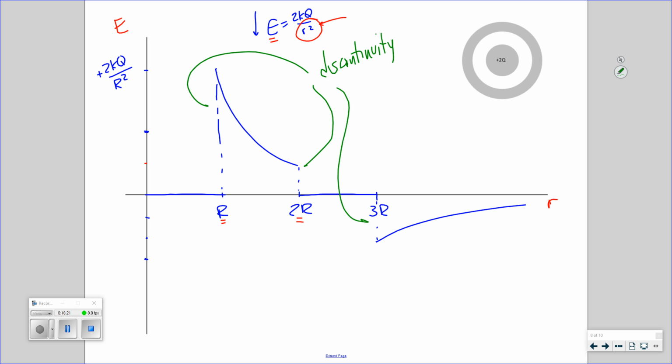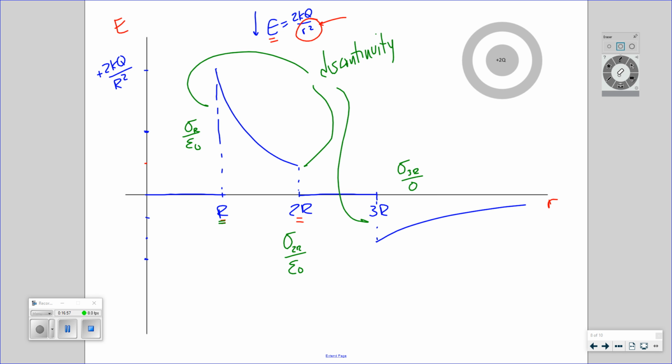It can be shown that at every interface or surface, whatever you want to call it, there is a discontinuity that depends only on one thing, and that is charge density. That discontinuity must be the charge density at radius r over epsilon naught. This discontinuity must be the charge density at radius 2r over epsilon naught, and so on, at 3r over epsilon naught.